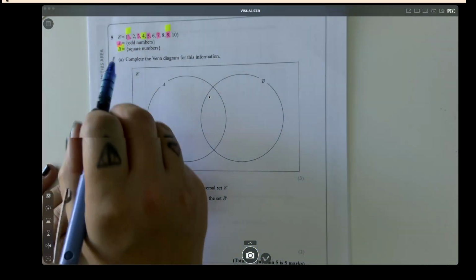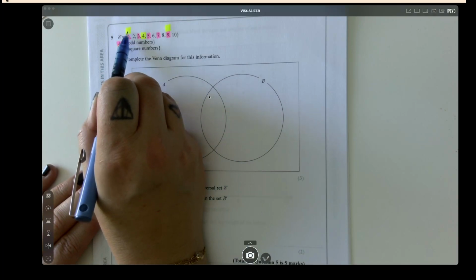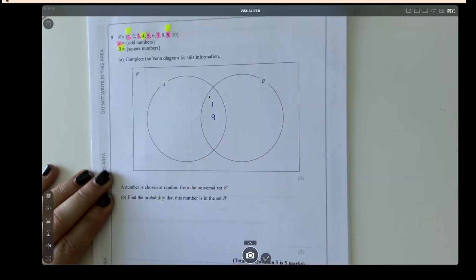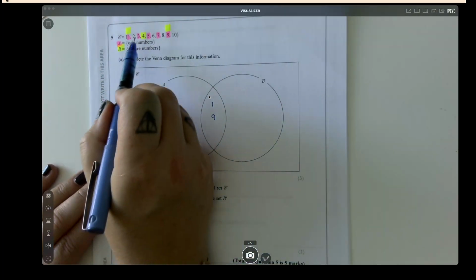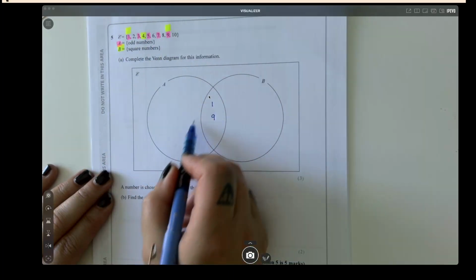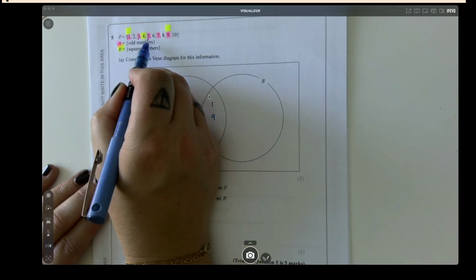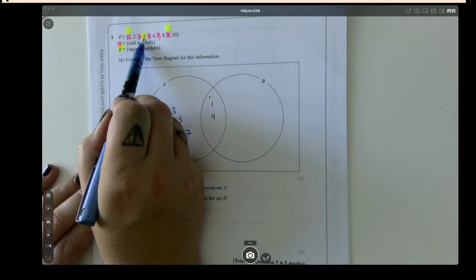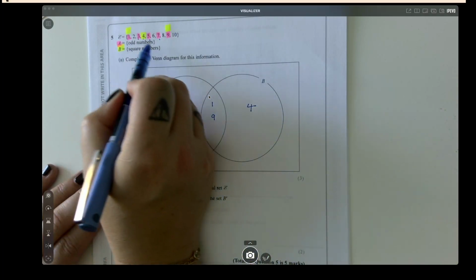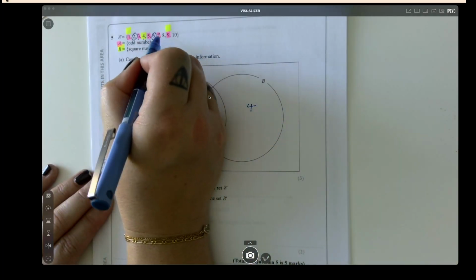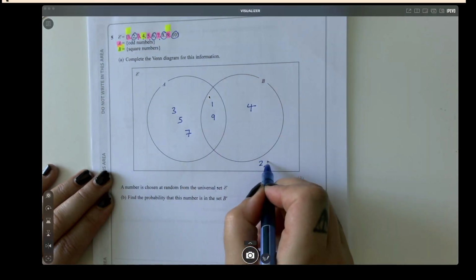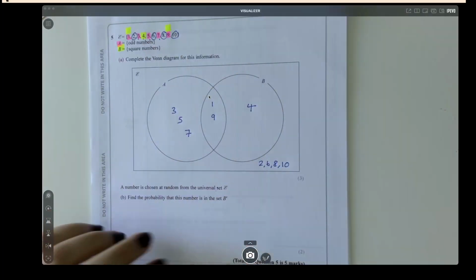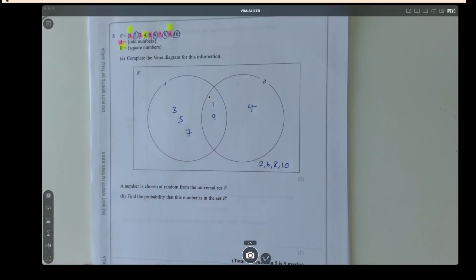So what we can see now is the numbers that have pink and yellow are both A and B. So 1 and 9 need to go in that intersection in the middle. Anything that's just pink is going to go in the A circle here, so 3, 5 and 7. Anything that's just yellow, 4, is going to go in the B circle. And anything that's not highlighted, so 2, 6, 8 and 10, go on the outside of the circles like that. All values in that set need to be included, they just might not be within these circles.